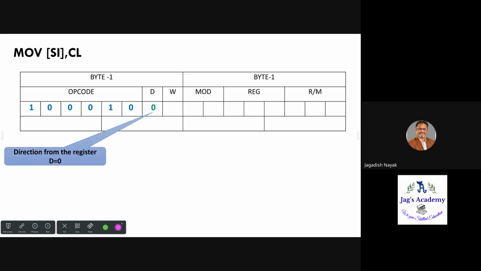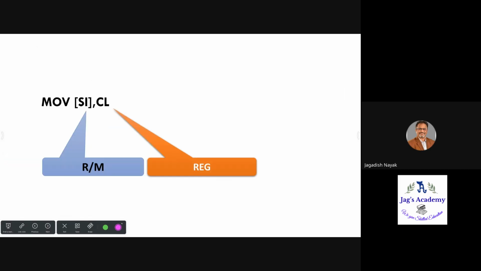This is 0. Immediately try to fill REG from the table. Now, what is the W bit? Why is the W bit 0? CL is 8-bit. It is an 8-bit transfer. The data transfer is 8-bit. Now, next, what is REG? The CL register, right? Data is coming from the register.